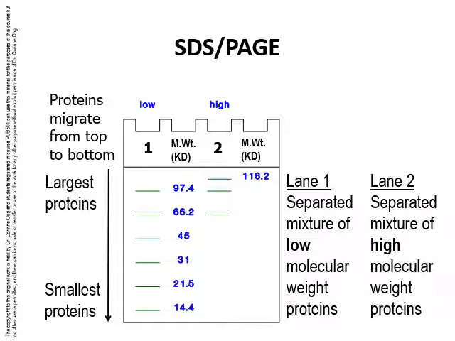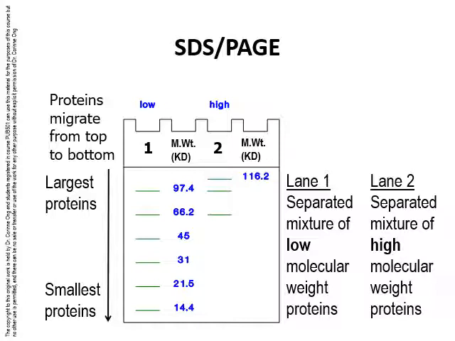The smallest molecule travels the fastest and ends up at the bottom of the gel. The opposite applies to the largest molecule. This travels the slowest and stays at the top of the gel. You can see the separation of two different mixtures of proteins in the picture.